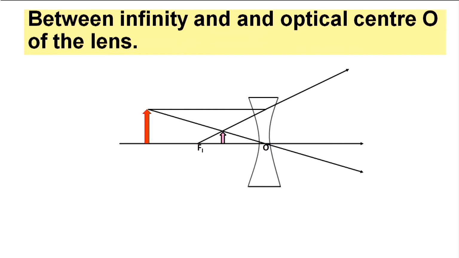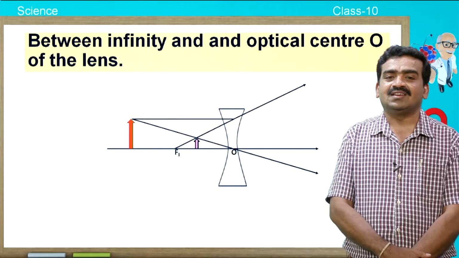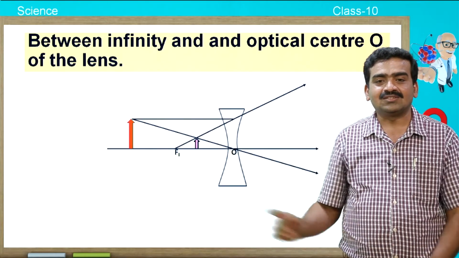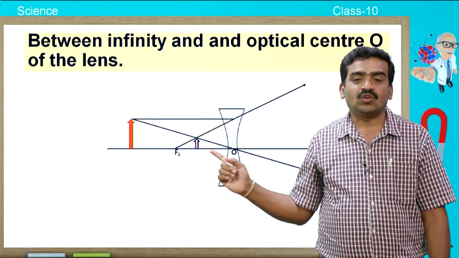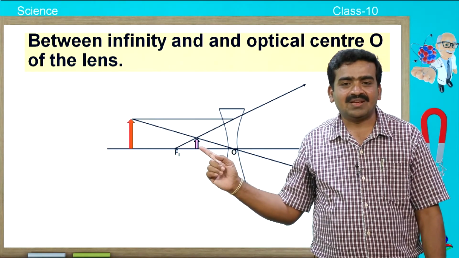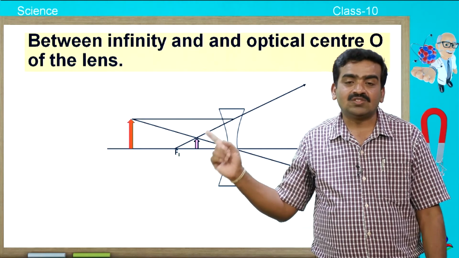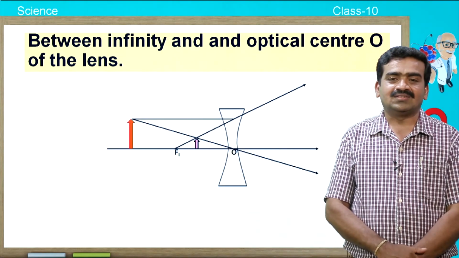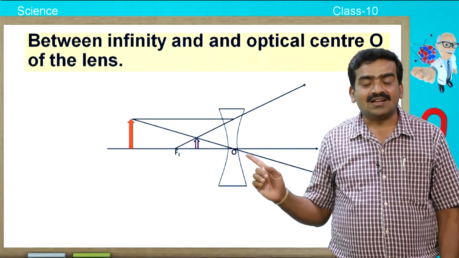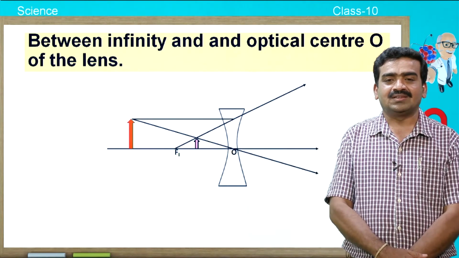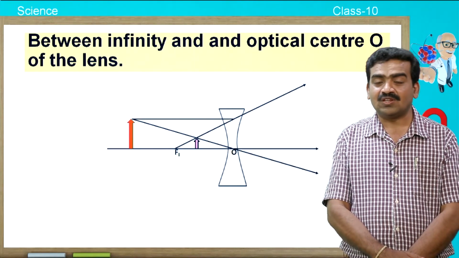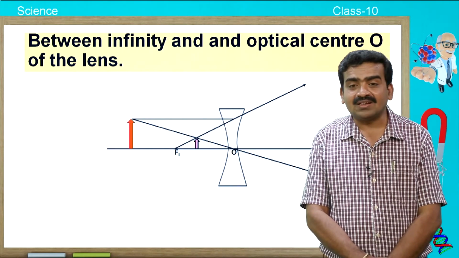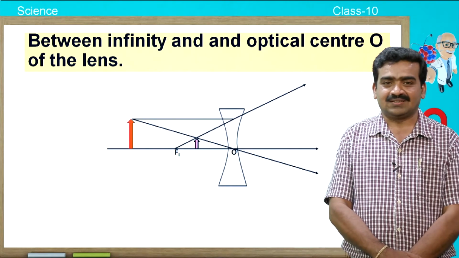When the object is placed between infinity and the optic center O of the concave lens, here also you can notice a smaller sized image is formed, and it is an erect image and also a virtual image. So, that is why a concave lens always produces a virtual image, but a convex lens produces both real as well as virtual images, depending upon the position of the object.